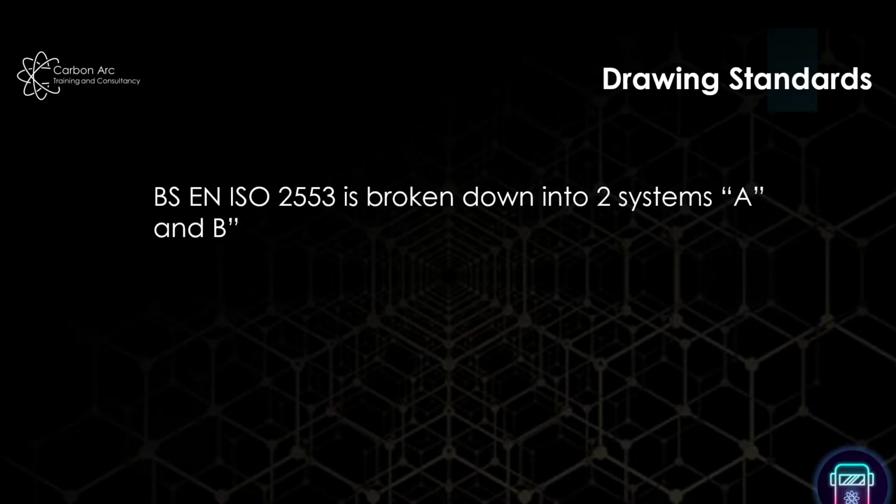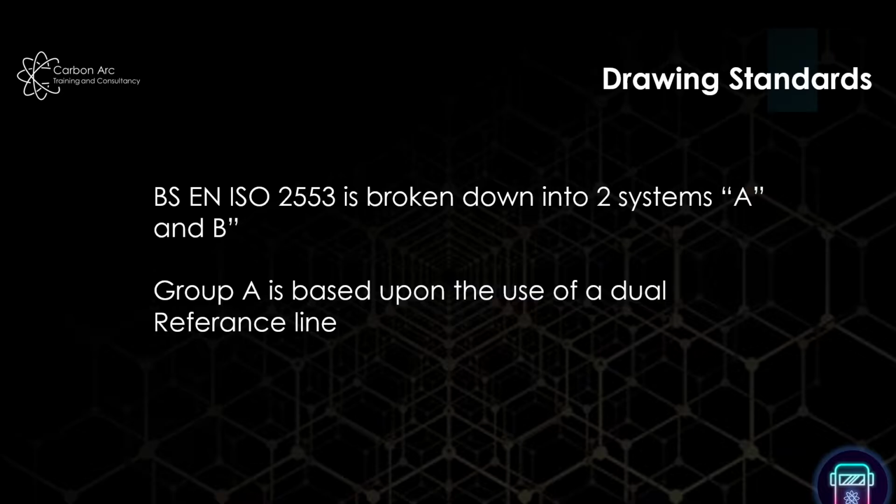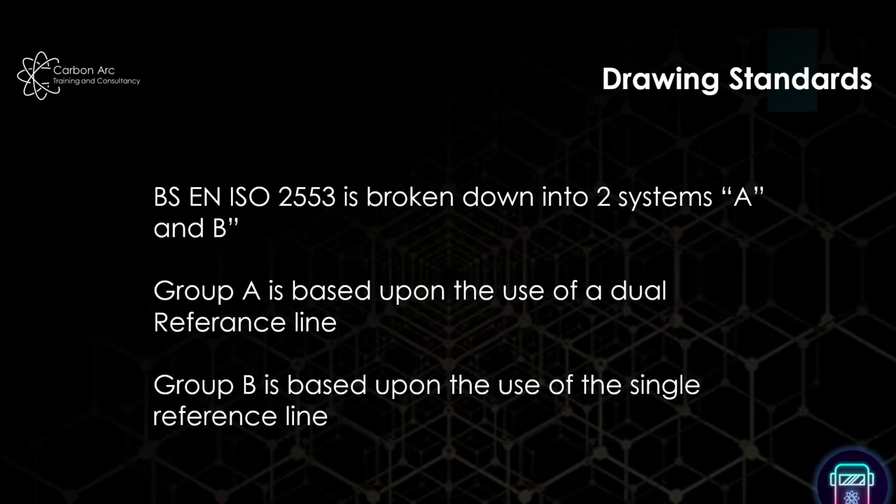ISO 2553 is separated into two main systems. So we've got System A and System B. System A is based upon the use of a dual reference line, so falls very much in with the old EN ISO way of doing things. And System B is based upon a single reference line, so is more in line with an AWS A2.4 style system. This is the way that the ISOs are starting to try and branch out and cover both main nationalities, European and American, in their way forward.